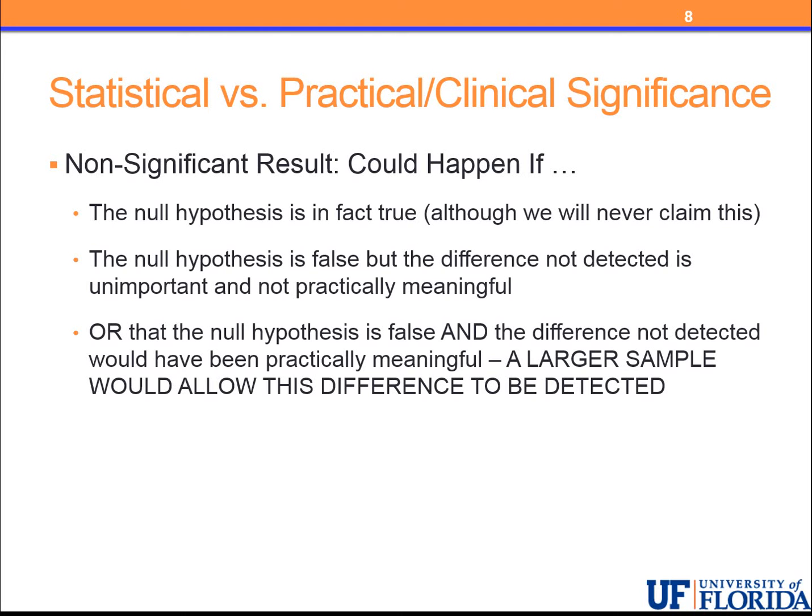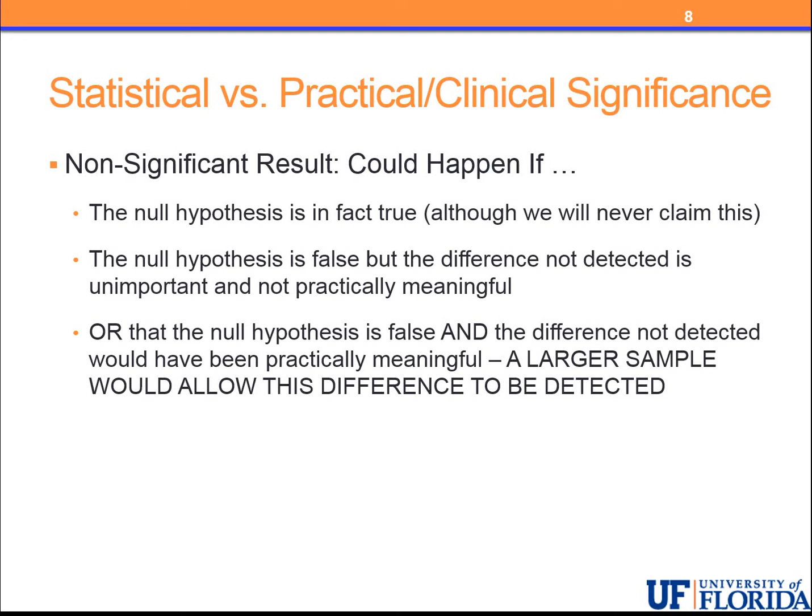We could have made a correct decision if the null hypothesis is in fact true. Or, the null hypothesis is false, but the difference not detected is unimportant and not practically meaningful. We've said that the above two cases are in effect both correct decisions in practice, as we do not have any interest in detecting unimportant differences.